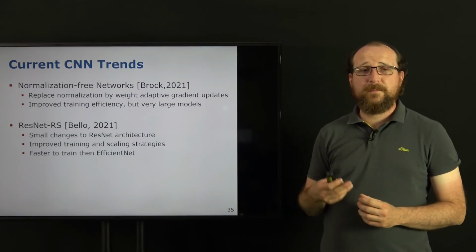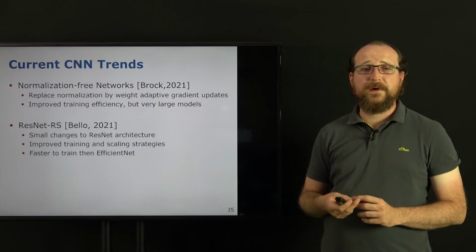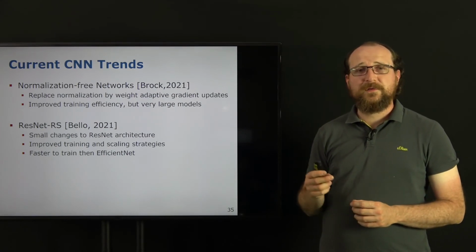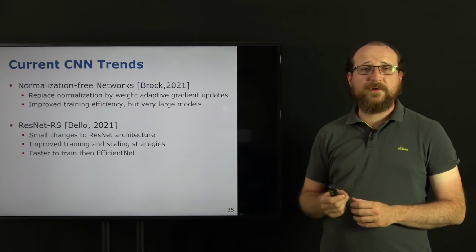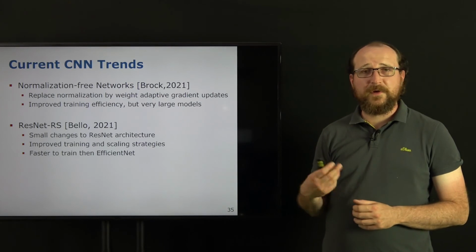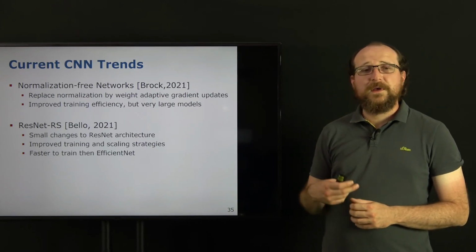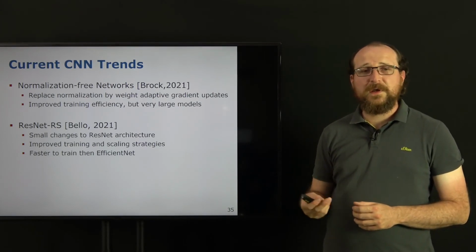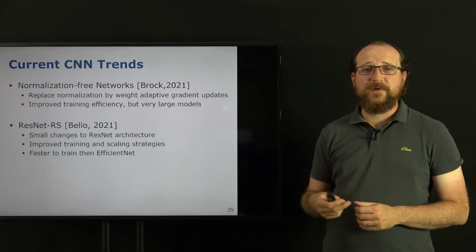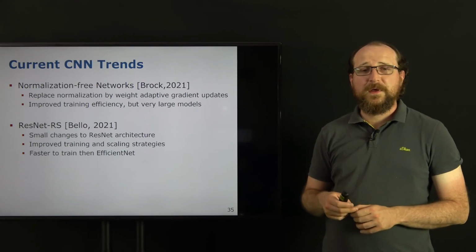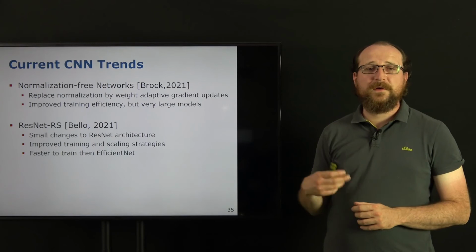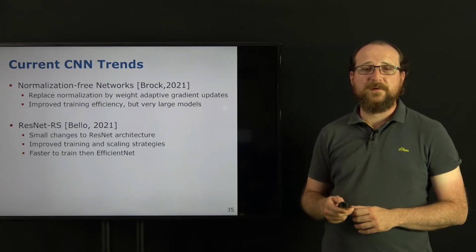So, Bello et al. showed in their ResNet-RS structure that by just using small architectural changes, but using more efficient adaptations in the training strategy, you can get very good results with just the normal ResNet structures. And the ResNets are also faster to train than the EfficientNets in the end.